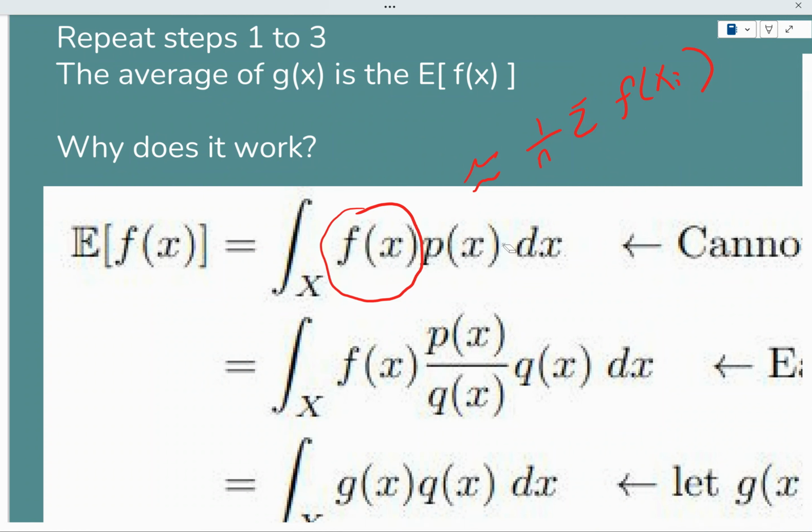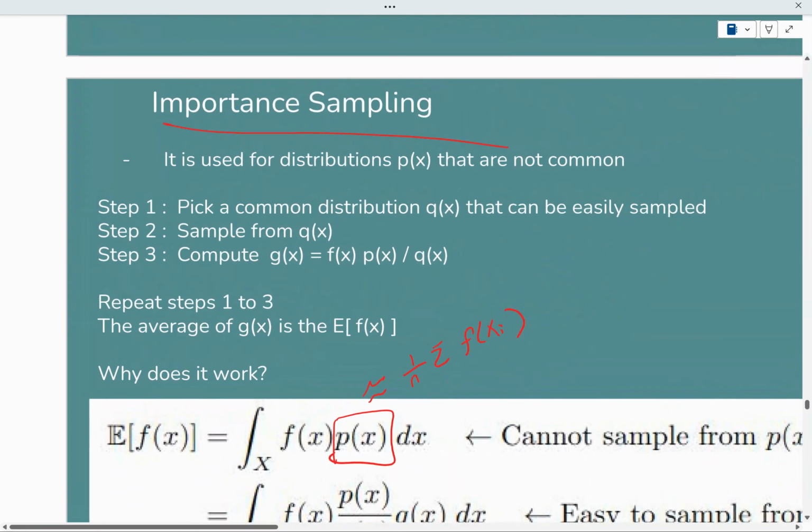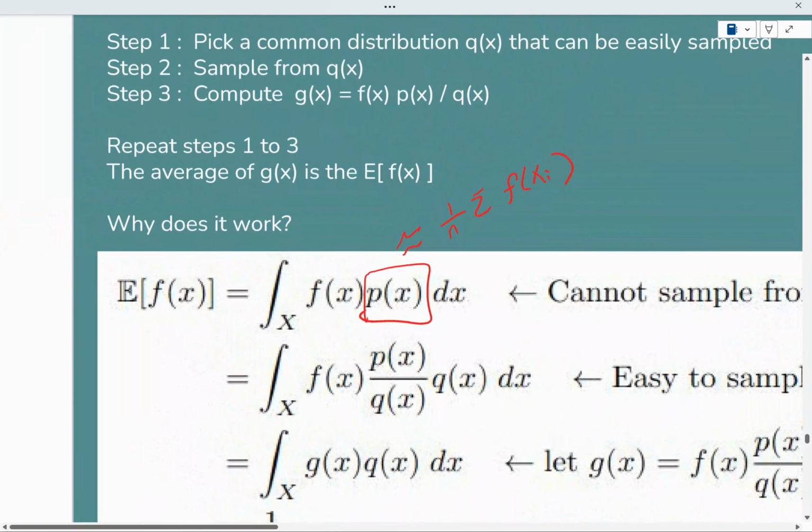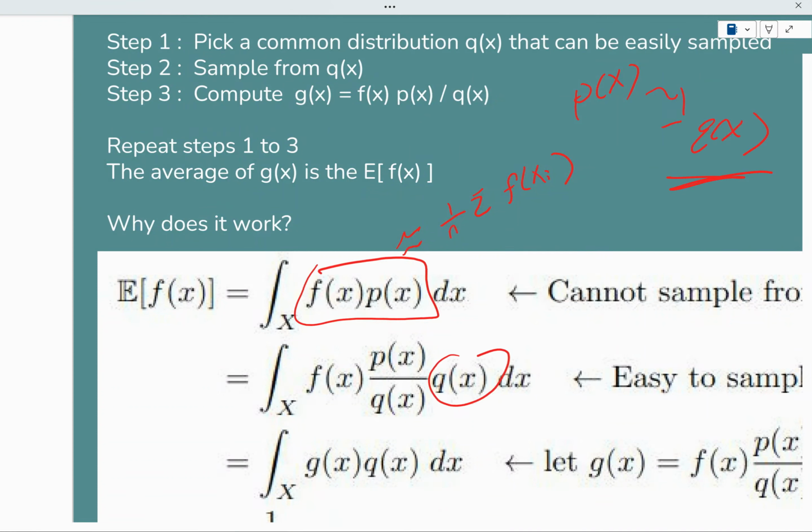Now the problem is, what if you don't have samples for this? Well, then you have to generate your own samples. But this could be very difficult to generate. If this is difficult, then what we could do is use importance sampling. Importance sampling is very useful. What we do is, if we don't know how to generate samples from P, we just pick another distribution, Q, that we do know. So we know how to generate samples from Q. If you know how to generate samples from Q, we can multiply this by Q divided by Q, which is equivalent to multiplying by 1, which is okay. You can multiply things by 1.